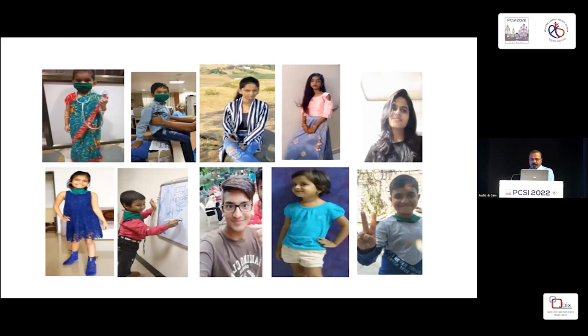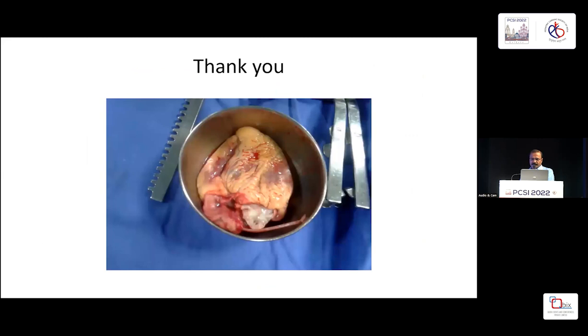These are a few of our heart transplant recipients.